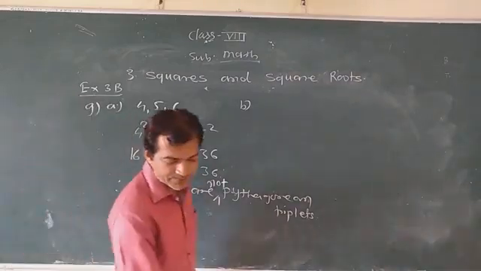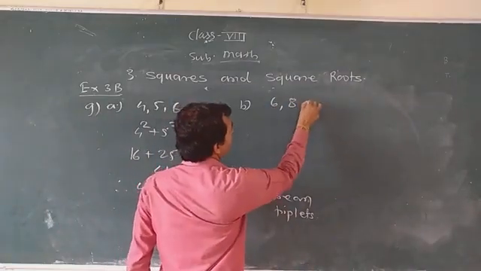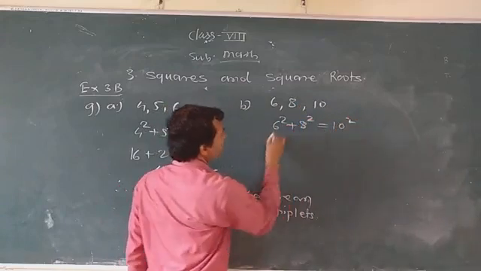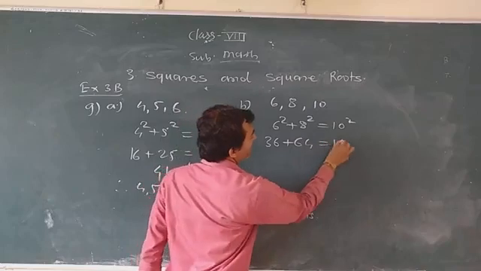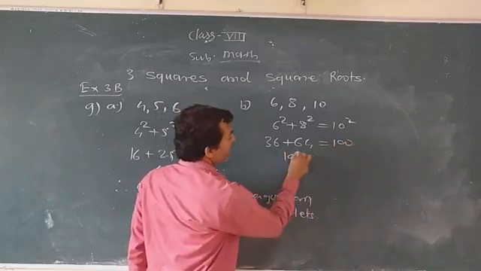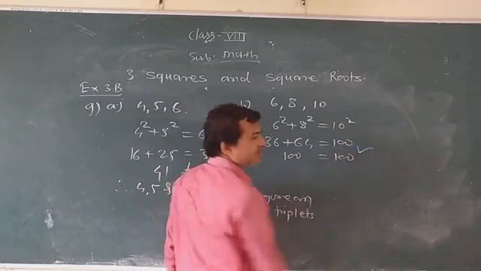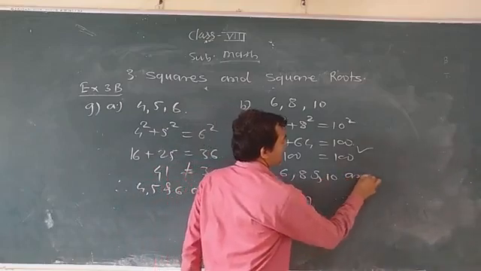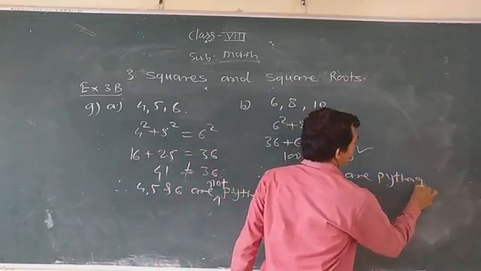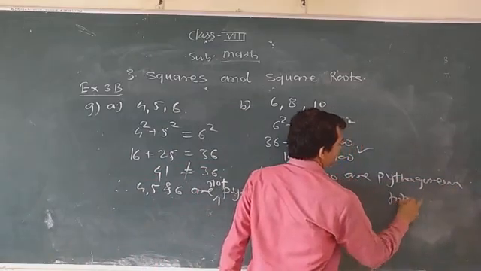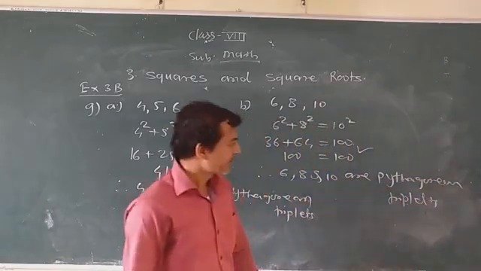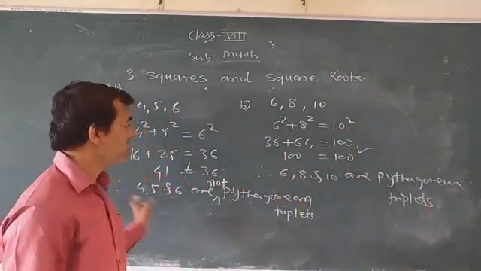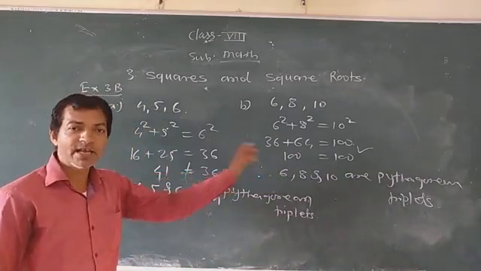So consider the second one, 6, 8 and 10. 6 square plus 8 square is equal to 10 square. 6 square means 36, 8 square means 64, equal to 100, and here also 100. Means this is correct. Therefore 6, 8 and 10 are a Pythagorean triplet. In this way you can find whether it is a Pythagorean triplet or not.